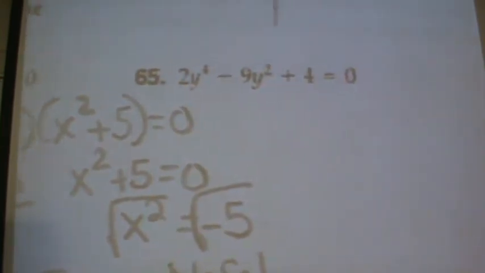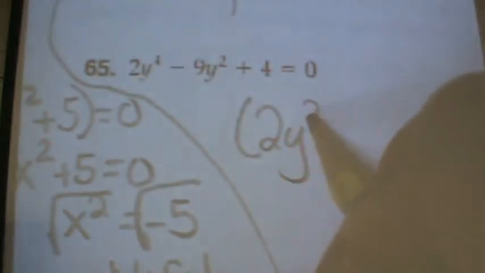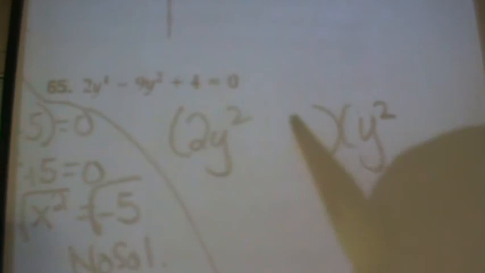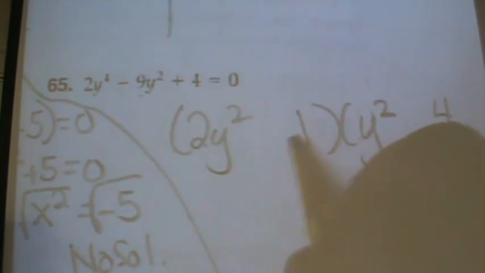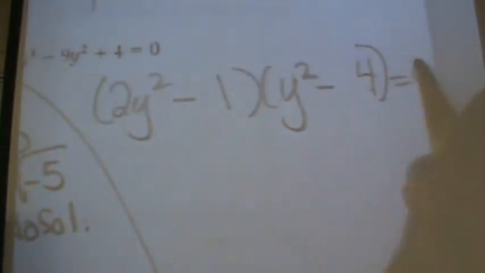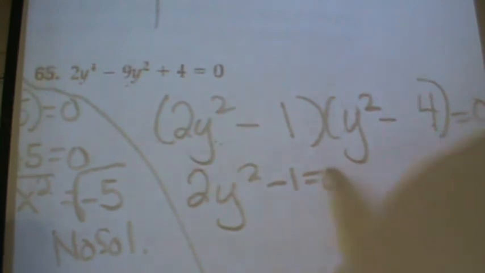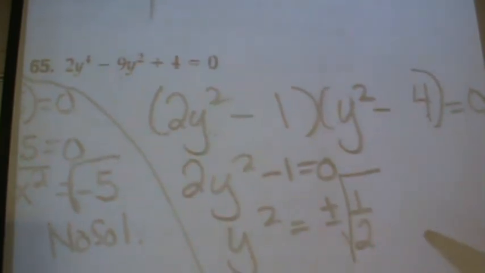And the last one. Did anyone get this one factored? This is going to be 2y squared and y squared. This one's not too bad to factor because I need an 8, I need a 9. So if I make this an 8, 4 times 2 is 8, and a 1, make them both negative, I will get my 9. So set this equal to 0. 2y squared minus 1 equals 0. Add 1, divide by 2. Plus or minus the square root of 1 over 2.